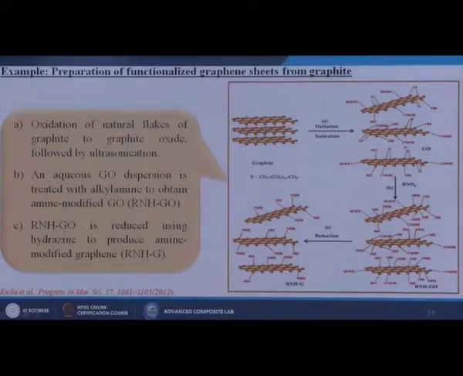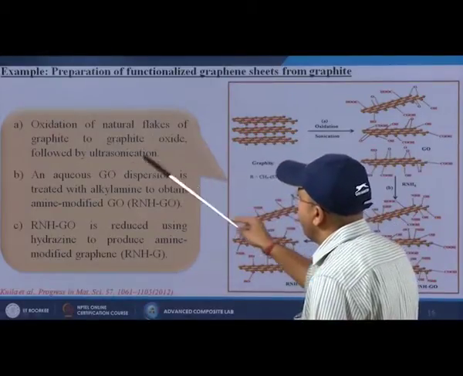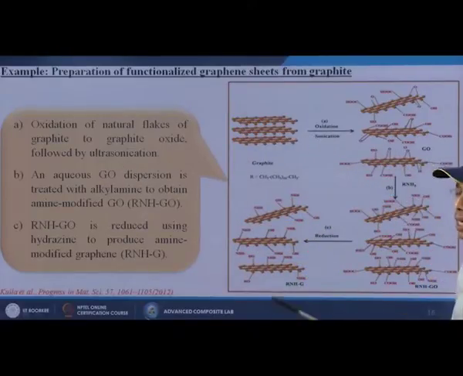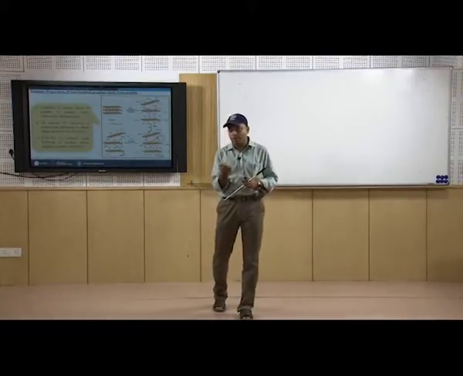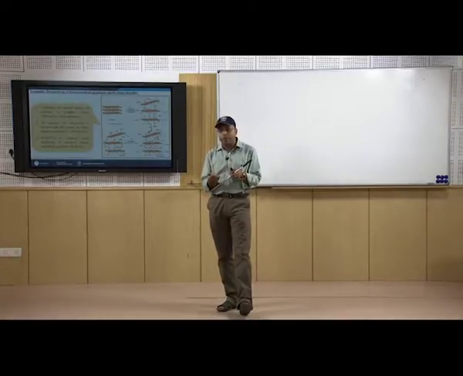the graphite. So here first what we are doing is the oxidation of the natural flakes of graphite to graphite oxide, followed by ultrasonication. Here I have the graphite sheet. Graphite is the simple material we use in our pencils or some other materials. It is very easily available from the environment itself.